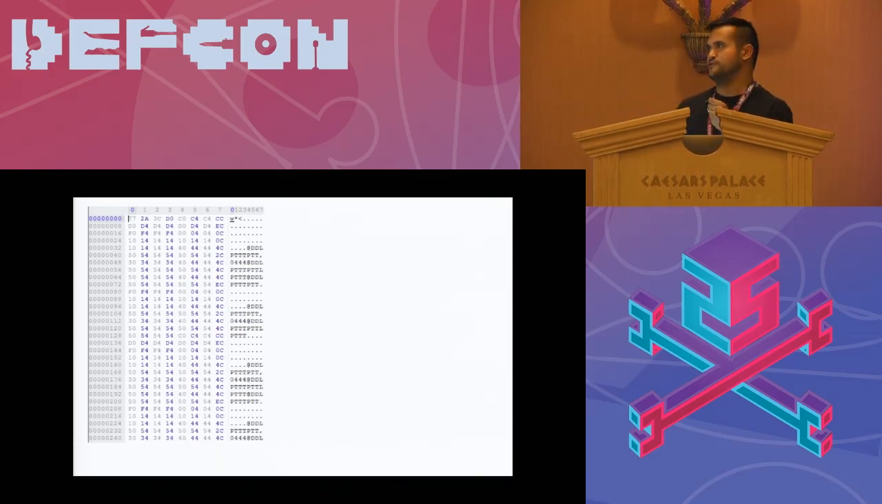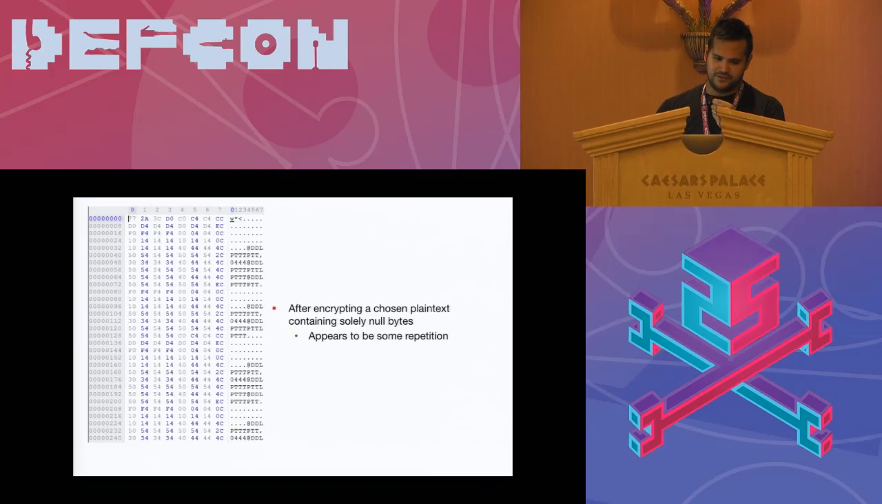Now, if we use the same plain text that consists solely of null bytes that we'd used for our previous example, let's see if this actually generates a little bit more for us. And actually, looking through the file, just through those first few hundred bytes, we can see that there does appear to be some sort of repetition in the ciphertext. It still doesn't exactly reveal everything to us, but it's something to go off of. It's something to note.